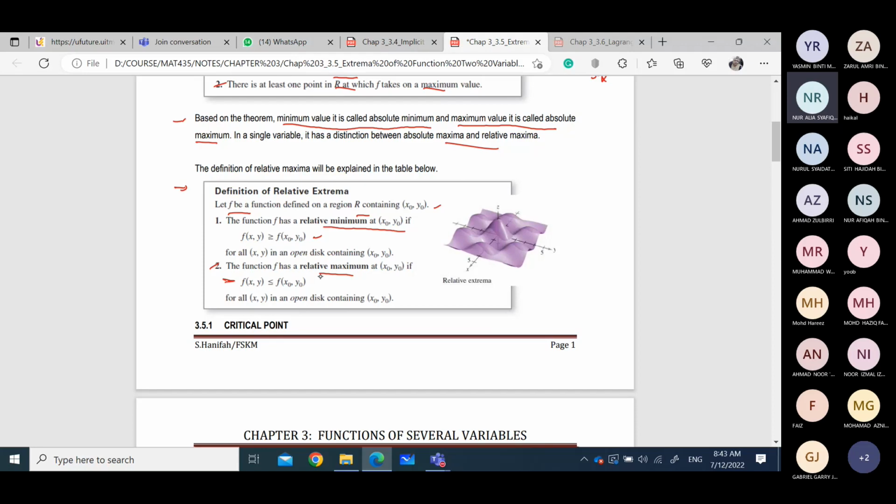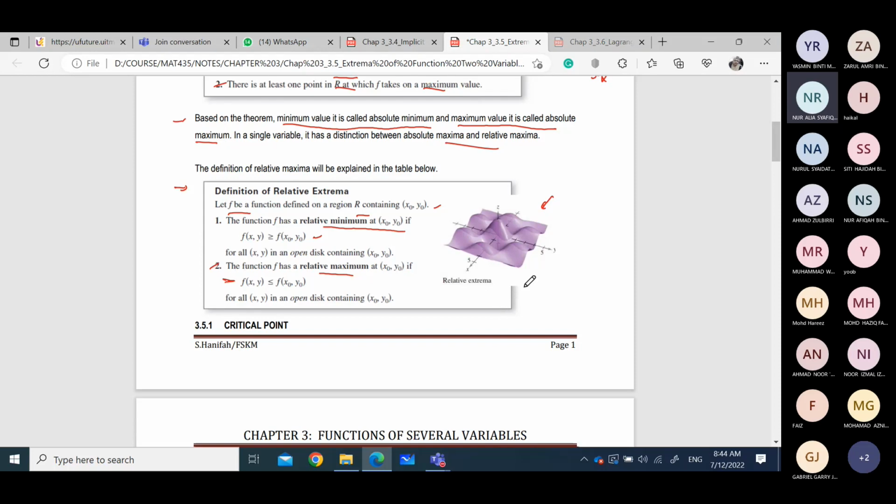Alright, if you want to look at this figure, this is about a surface. The region lies on the XY plane, so the region is like a shadow that falls on the XY plane. And then this is our surface. On this surface, we have a maximum and minimum point. Okay, so any question?